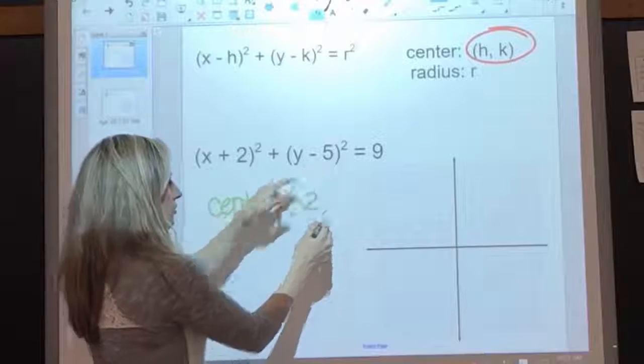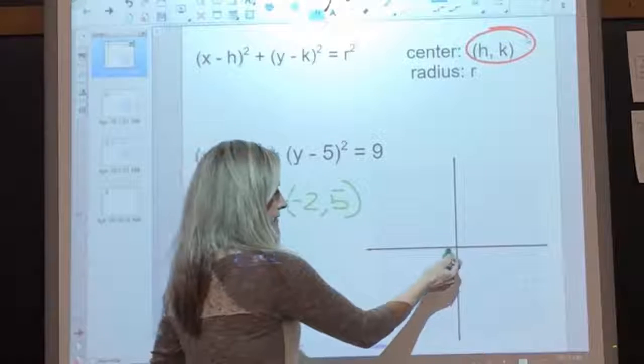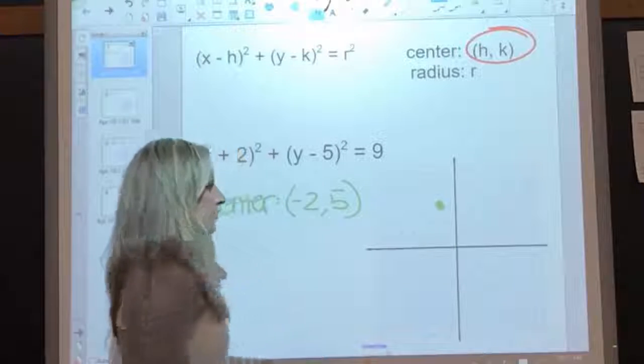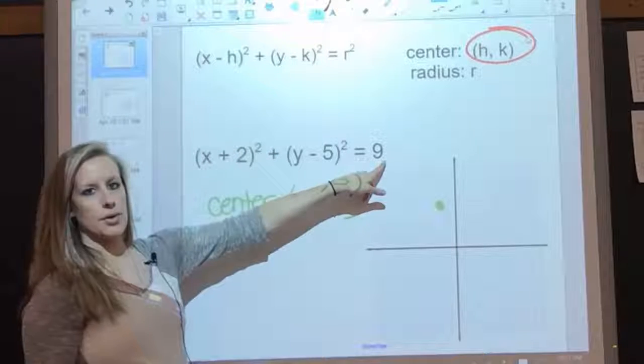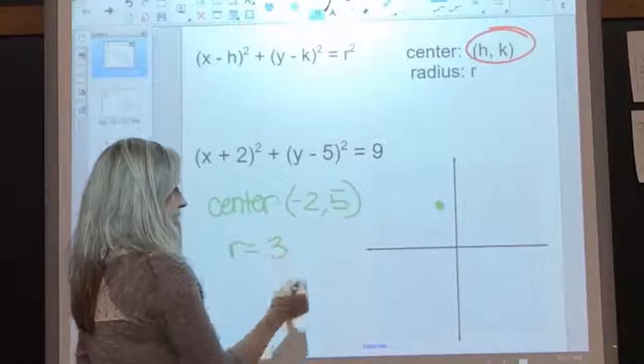Okay, so on our first example, our center would be, the opposite of x would be -2, the opposite of y would be +5. So my center is (-2, 5), and you can go ahead and plot that. My radius would be the square root of 9. So the square root of 9 is 3.